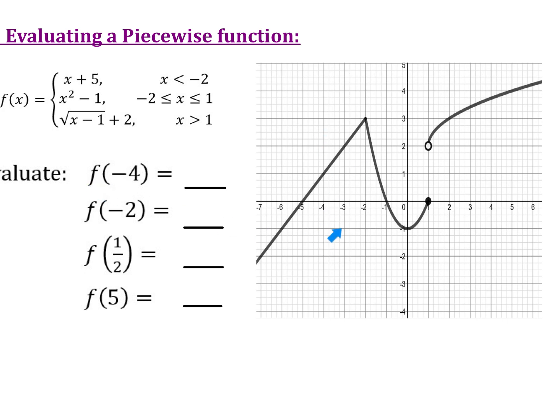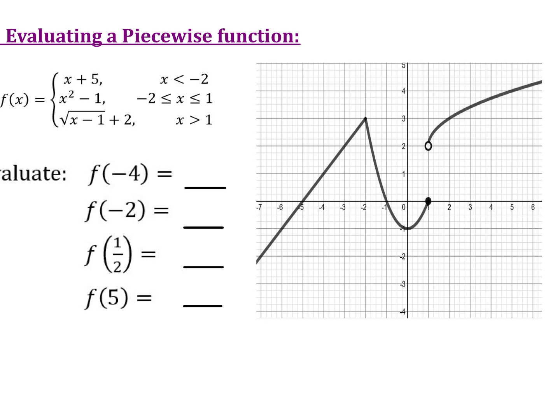So if I wanted f of negative 4, go to negative 4 for x, I get 1. f of negative 2, go to negative 2 for x, I get 3. Go to 1/2 for x, I'm going to get something. Go to 5 for x, I'm going to get 4. So if you have a graph, you can just look at the graph, right? Plug in the x value and just look.